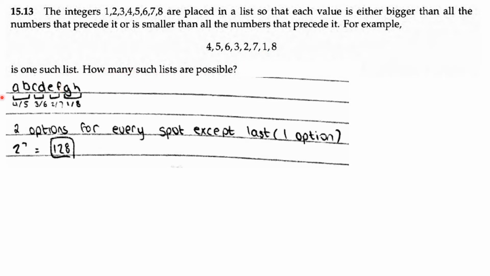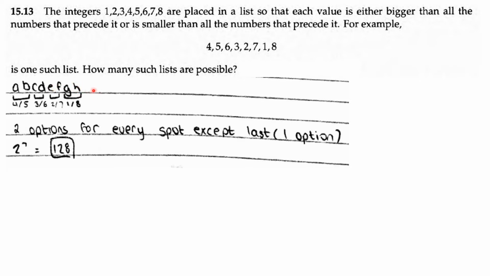So if we make this number A, B, C, D, E, F, G, H, if we start from the last, G and H, they have to be 1 or 8 since it has to be smaller or bigger than all the numbers that precede it. And if 1 or 8 is anywhere else, then the numbers after wouldn't work.